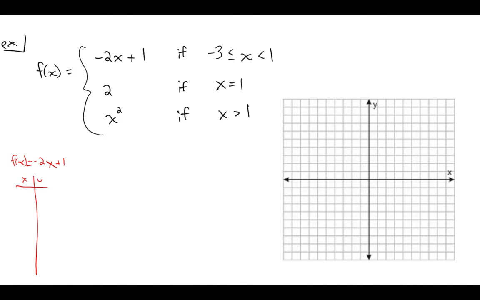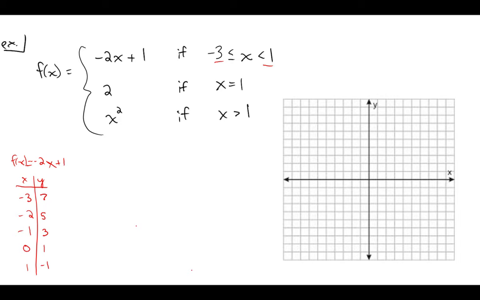Select some x and y values. As I said before, you always want to use the number in the domain, so we do want to use negative 3 as our first one. This is for values between negative 3 and 1. I might also use negative 2, negative 1, 0, and then make sure I end with 1. If I plug these in, negative 2 times negative 3 is positive 6, plus 1 is 7. Next one would be 5, then I get 3, then 1, and then negative 1.